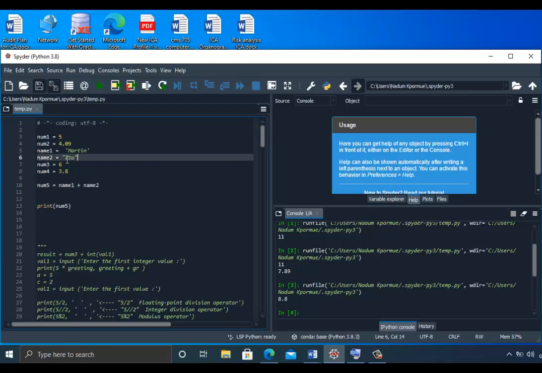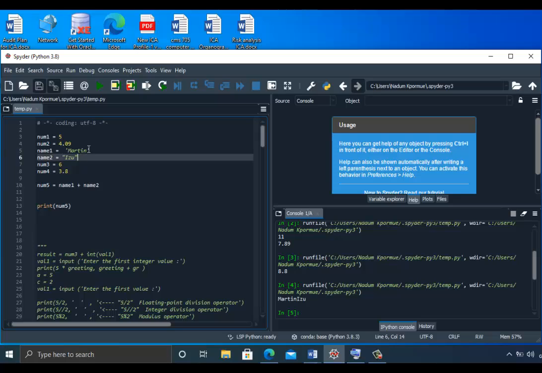Okay, so let's see what the result is. We want to add these two strings. These are strings, right? Name1 is containing the string martin. Name2 is containing the string izu. We want to add them together. So what do we have there? Martinizu. It's added together, so it's a valid operation as well.